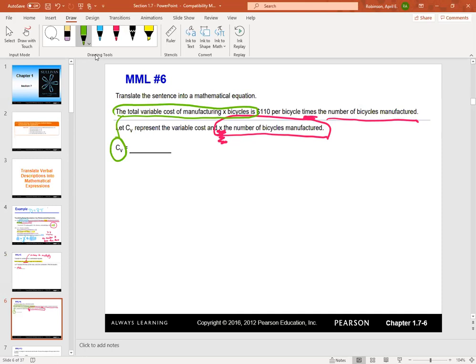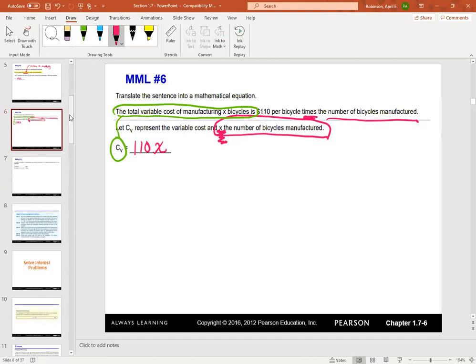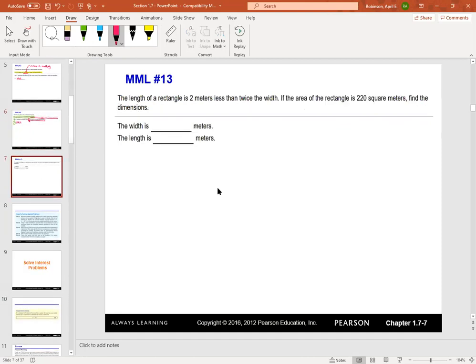C of V represents the variable cost. And this is going to be $110 per bicycle times the number of bicycles. So I'm literally just going to take 110 times the number of bicycles, which was X. That's all you have to type into MyMathLab is 110X. And you'll get your positive affirmation. Woohoo!